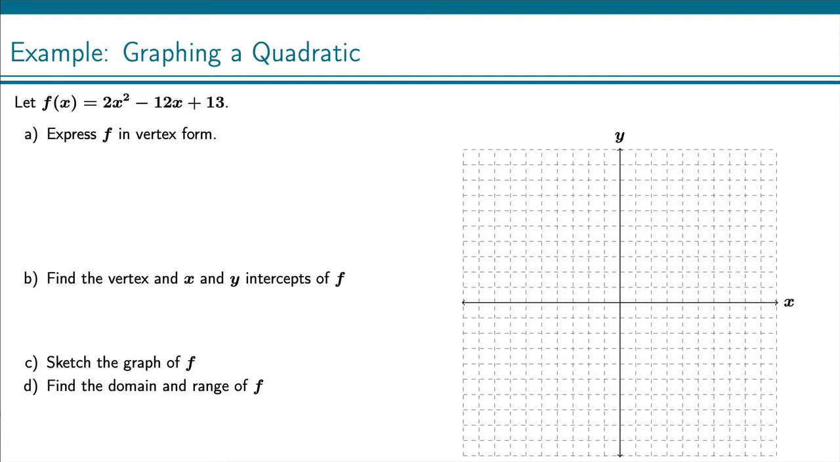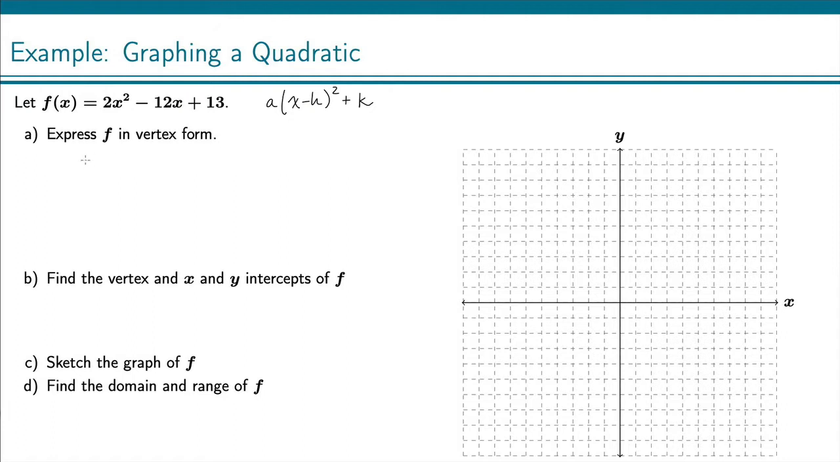Let f of x equal 2x squared minus 12x plus 13. And we'd like to express this in vertex form. So that's the form a times x minus h squared plus k. When you have a leading coefficient here, completing the square to turn it into this form is a little bit more involved.